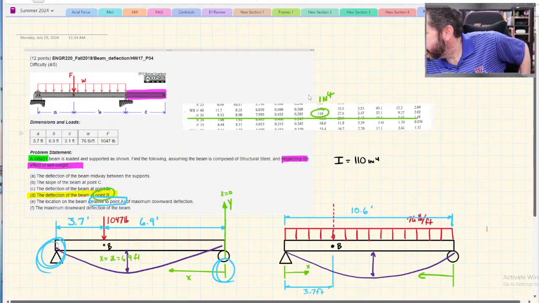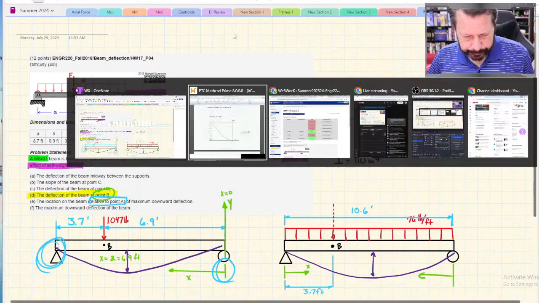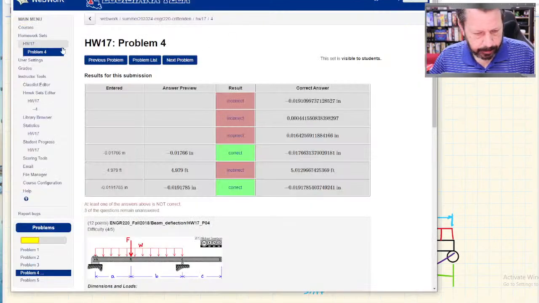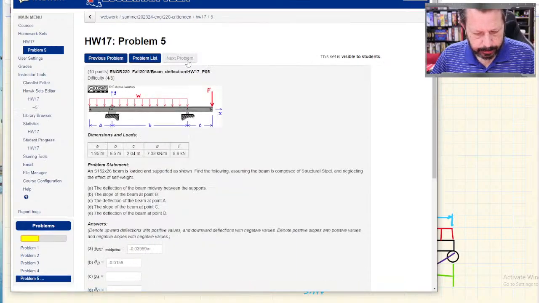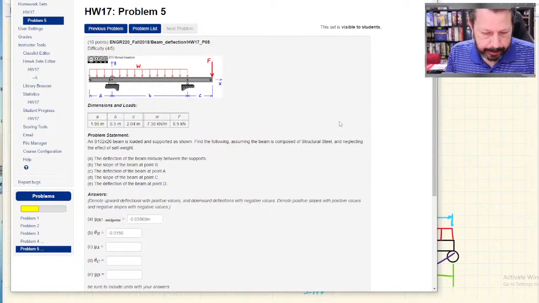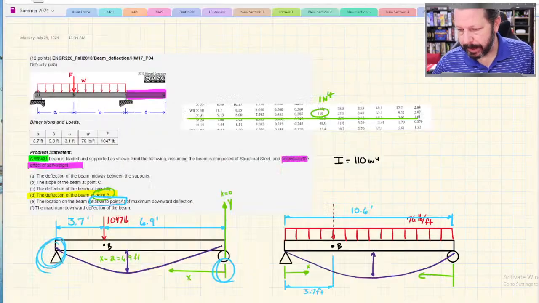Oh, C and E on 17.5. Maybe. The deflection at A. Yeah, so I think we actually did start this one. We didn't finish it. So I might have that one.